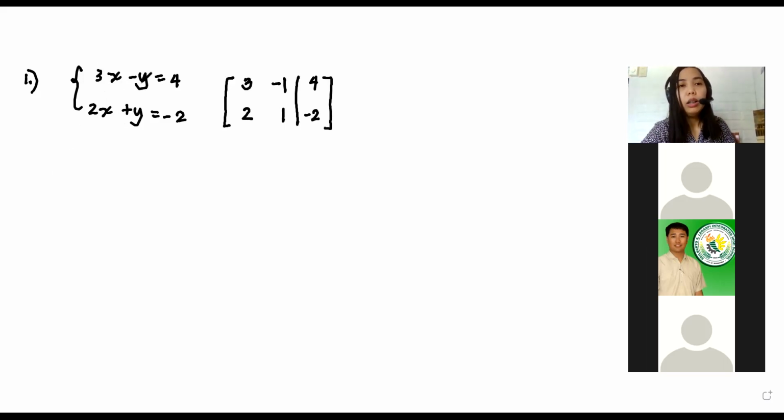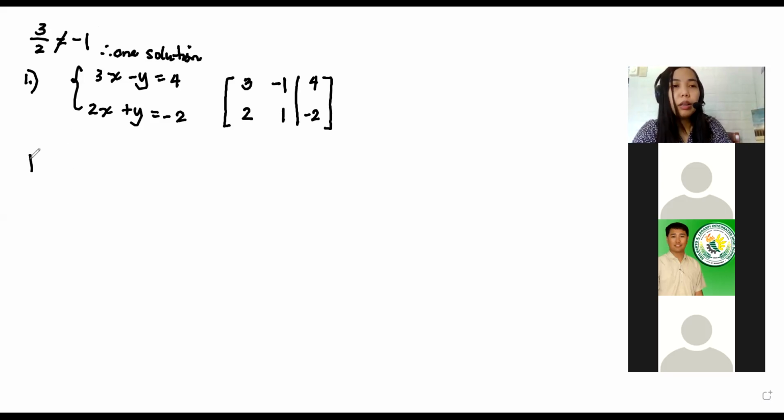And since there are only two unknowns, we can check if this is one solution, no solution, or infinitely many. So we have 3 over 2. Is it equal to negative 1 divided by 1, which is negative 1? Obviously, they are not equal. Therefore, this is one solution. Okay? And then we get the determinant. The determinant of the numbers inside. So we'll just copy 3, 2, negative 1, 1.